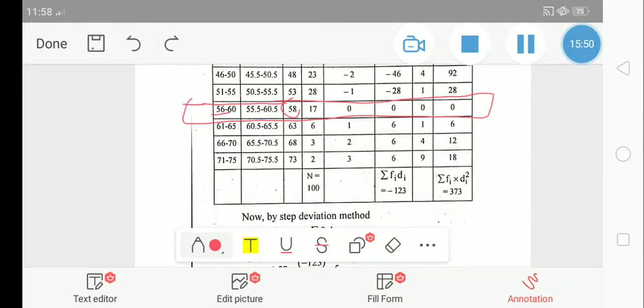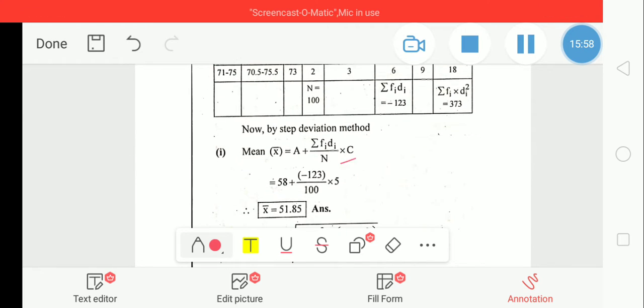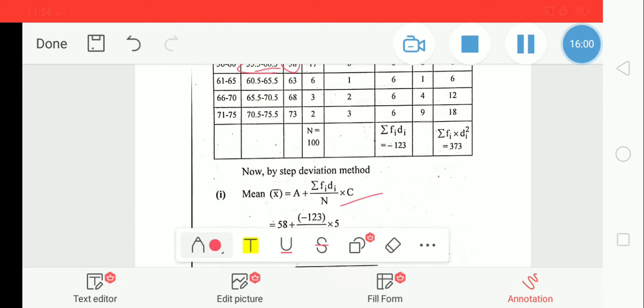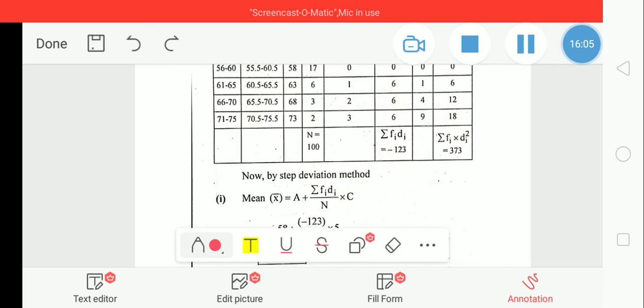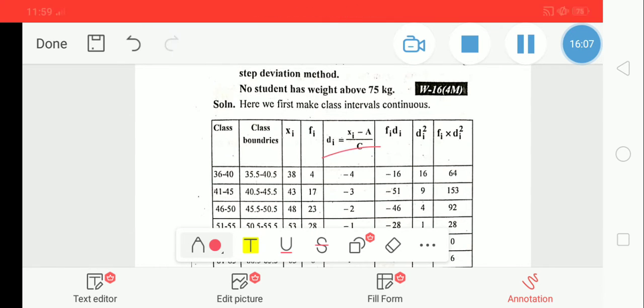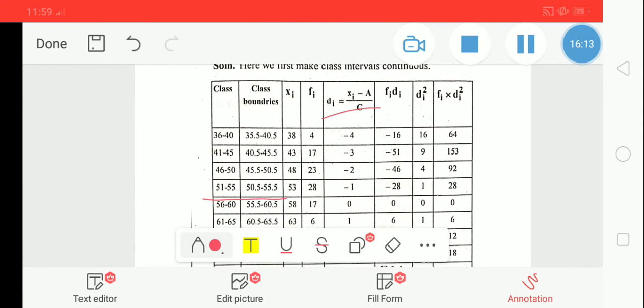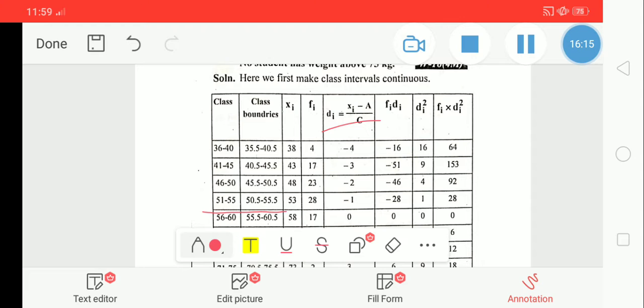Sorry, not this one. So 55.5 minus 60.5, that gives 5. That is C. And A is 58. Now finding di. It's xi minus A, so xi is 38 minus 58 divided by C. C is 5, so that gives minus 4.